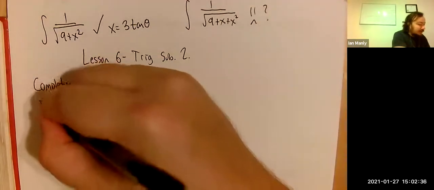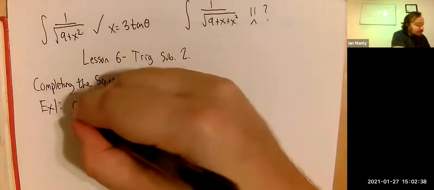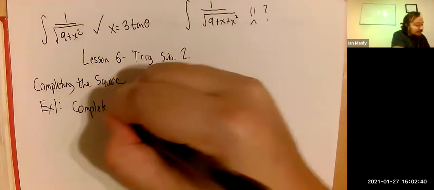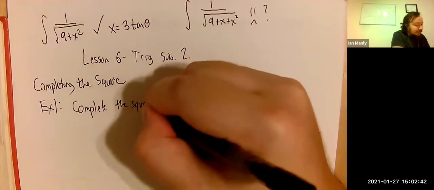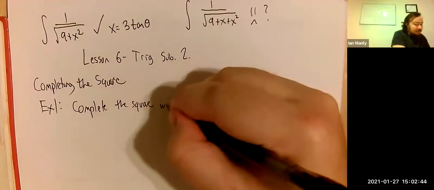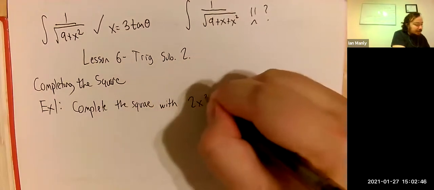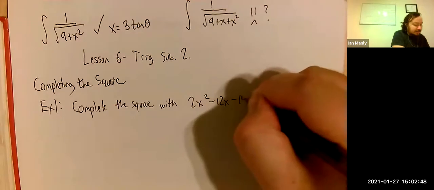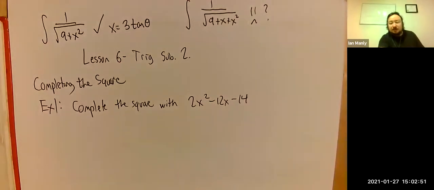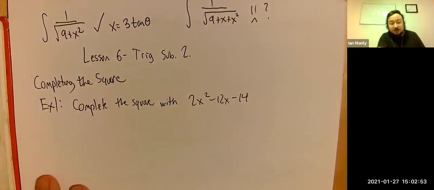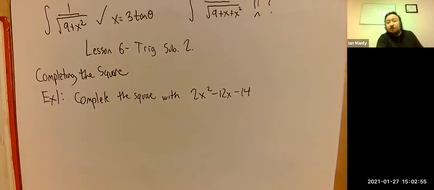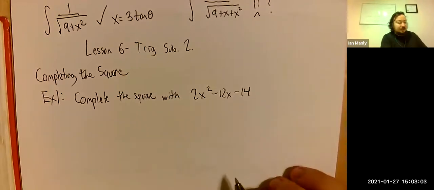So I want to complete the square with this polynomial, 2x squared minus 12x minus 14. If you've forgotten how to do this, or maybe you never learned how to do this, don't worry. We're going to go over the whole thing, and we're also going to practice this, so we will have some opportunity for practice here.